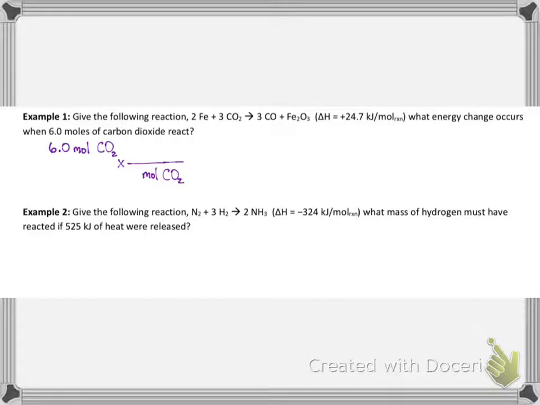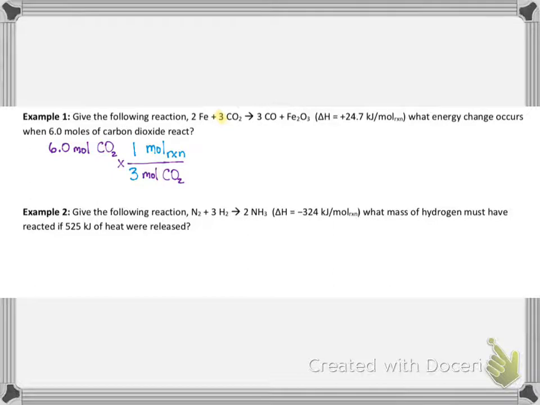Here's the weird part, and it is unique to energy stoichiometry. You're going to convert from moles of CO2 into moles of reaction. And in this mole-to-mole ratio, moles of reaction is always defined as 1 mole of reaction. And to figure out, well, how much CO2 got used up when a mole of reaction happened, you just look for the stoichiometric coefficient. Well, there are 3. There are 3 moles of CO2 that are getting used every time a mole of reaction happens.